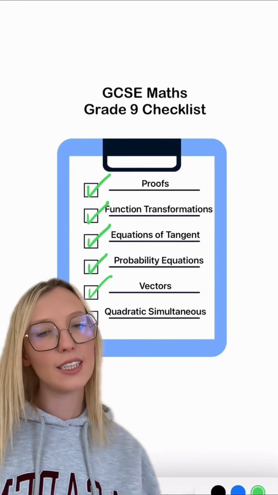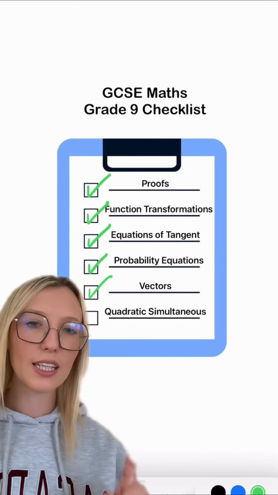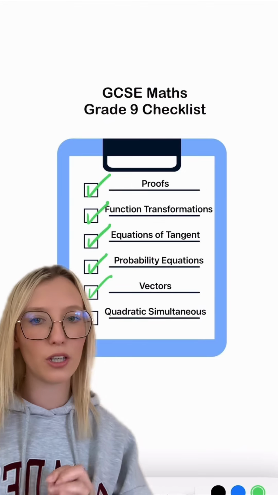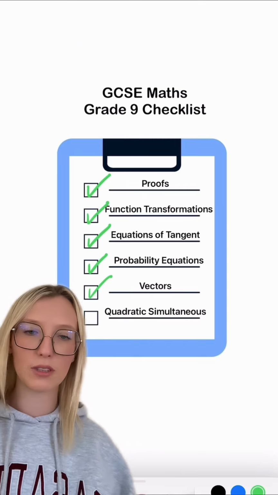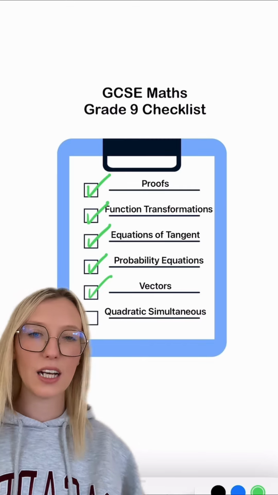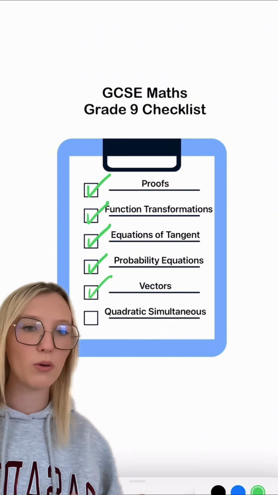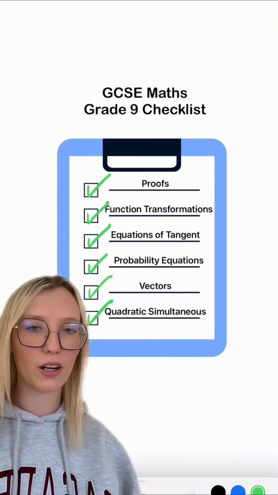So let's take a look at this GCSE Maths Grade 9 checklist. These are some of the topics that you need to know to secure that Grade 9. And the last topic that we're going through is quadratic simultaneous equations. Let's take a look at a GCSE Maths example of what one of these questions would look like.